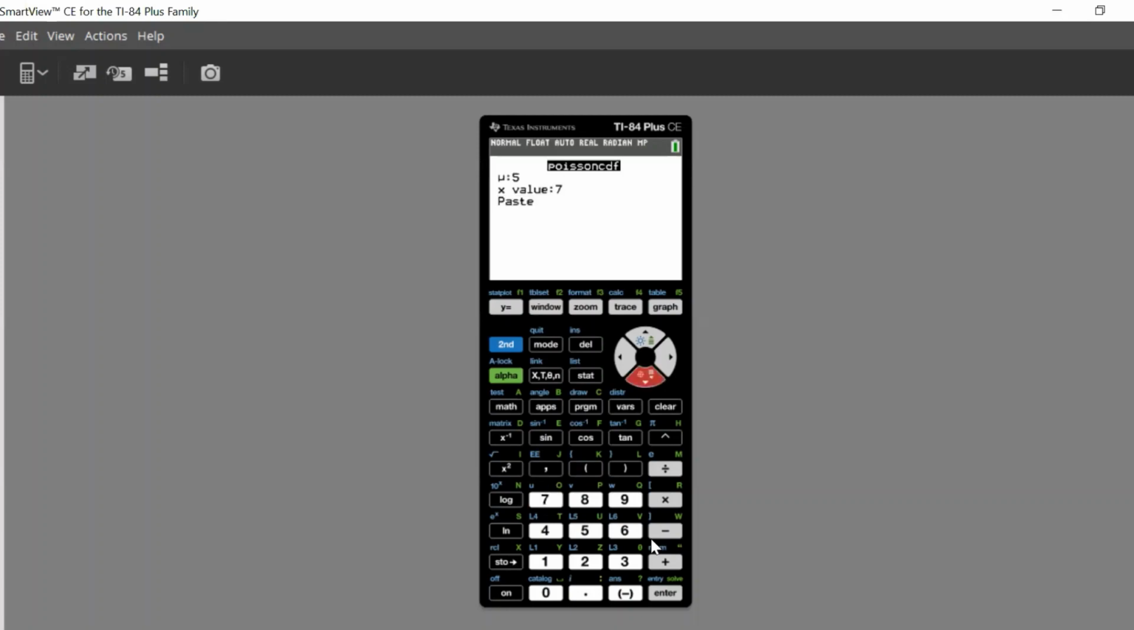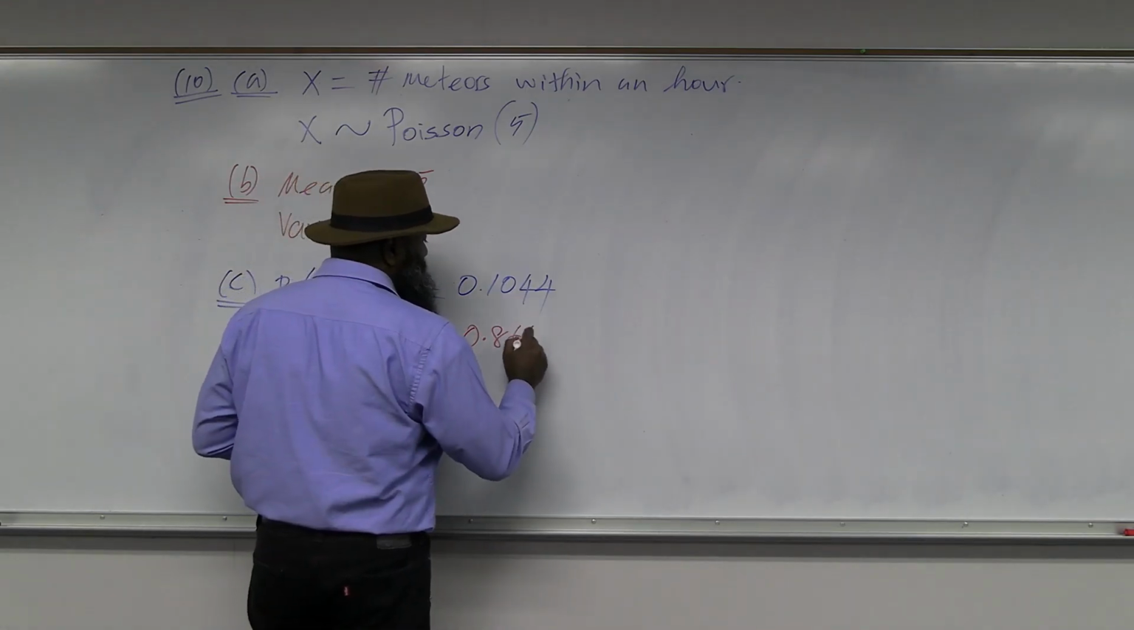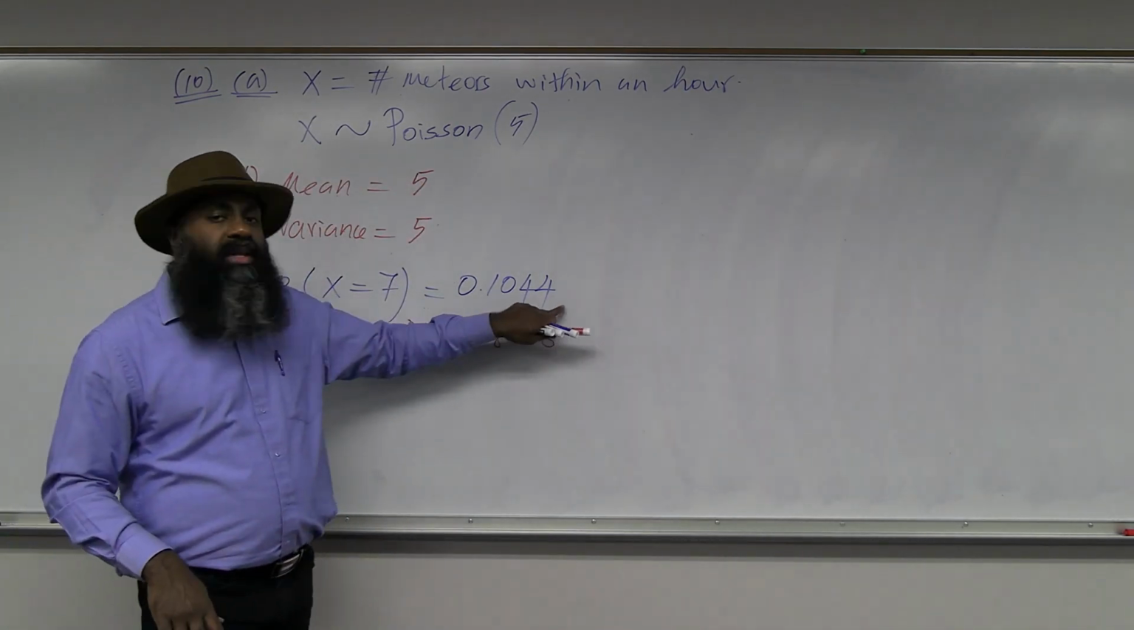As always, for all the versions of the calculator, if you see Poisson CDF and open parentheses, enter the mu and X values separated by a comma, in this case 5 comma 7, close the parentheses and hit enter again. The answer is 0.8666. Please always write your answers up to the fourth decimal.